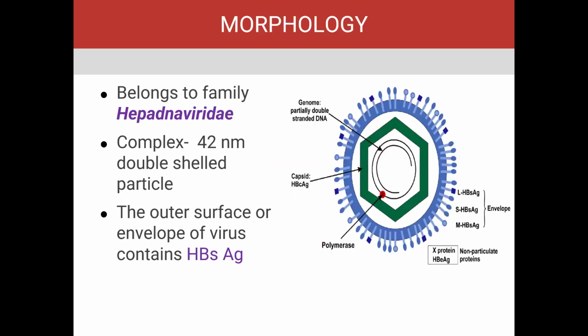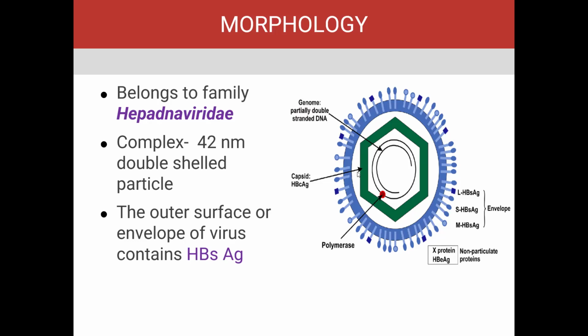You see the morphology. This virus belongs to the family Hepadnaviridae. This is the only hepatitis virus which consists of DNA as genetic material. We have discussed in the previous videos that all hepatitis viruses are RNA viruses except hepatitis B. So hepatitis B is the DNA virus. It belongs to the family Hepadnaviridae, which is easy to remember: Hepa-DNA-viridae. By this you can remember it is a DNA virus.